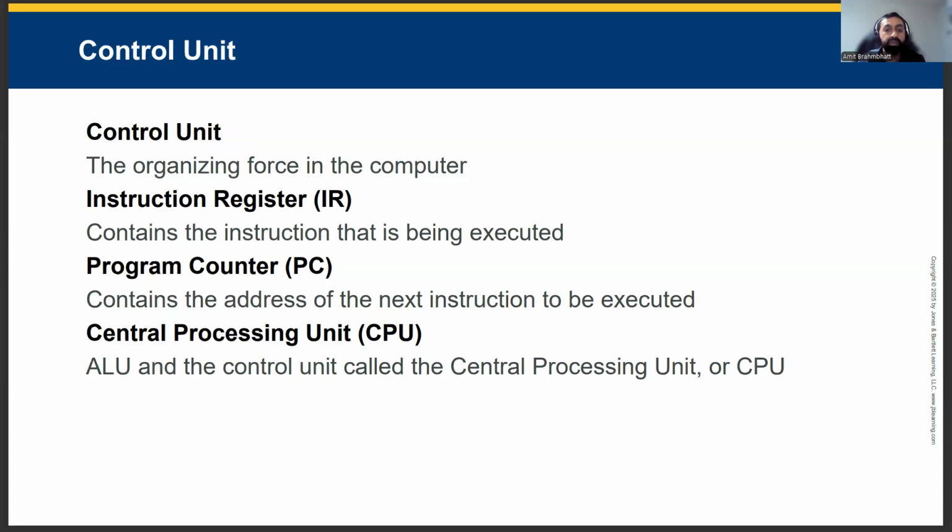What's the control unit? Think of it as an orchestra conductor. The instruction register, IR, holds the instruction you are executing right now. The program counter, PC, holds the address of the next instruction. Together with the ALU, this forms the CPU. The control unit keeps everyone in time. The ALU does the math and memory supplies the notes.